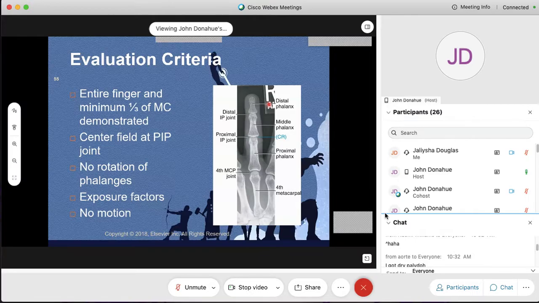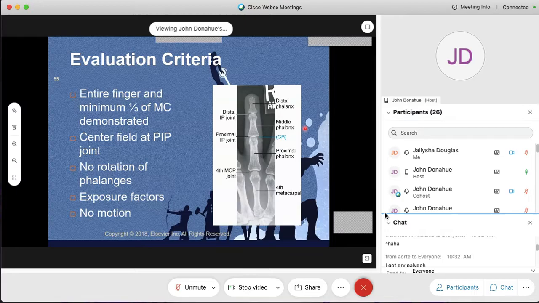Don't feel like you have to get that entire marker on there, especially when you're collimating really small to those small body parts. We can see nicely demonstrated there's our fourth metacarpal, there's our fourth MCP joint, there's our proximal phalanx with base, body, and head, there's our proximal interphalangeal joint, and our distal interphalangeal joint, as well as the distal phalanx and the middle phalanx.